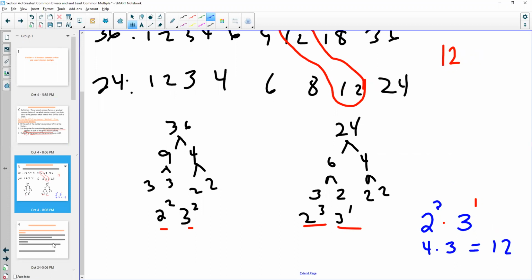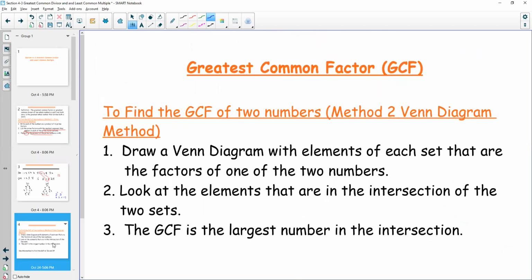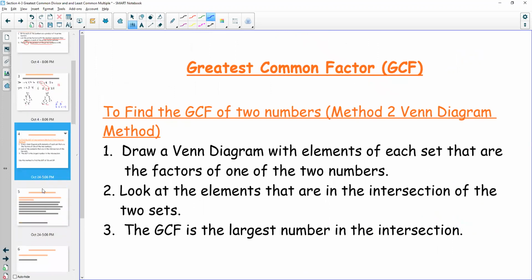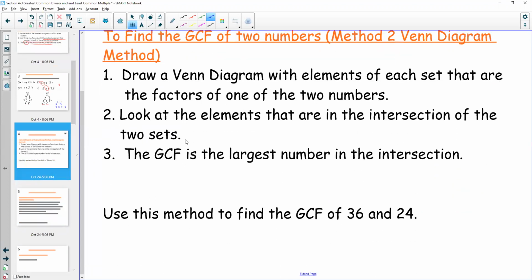That's how you do it. So this is one way. The second way is with a Venn diagram. This is okay if the numbers are pretty small. If the numbers get bigger, this gets kind of ugly. So draw a Venn diagram with the elements of each set being the factors of the two numbers. Look at the elements that are in the intersection, and the greatest common factor is the biggest one.